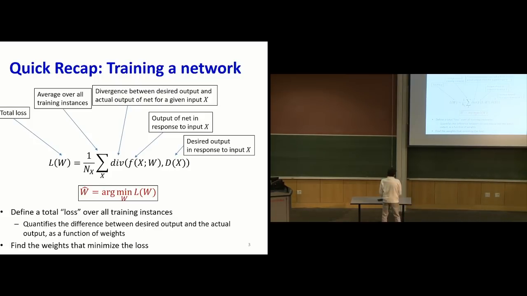The way we do it, we define a loss function of this kind, which combines the losses of many training instances. So we start off by defining a divergence function, which defines the error between the desired output for a training instance and the actual output that you get from the network. We average this over many training instances, and that is our loss. We will optimize our network parameters.